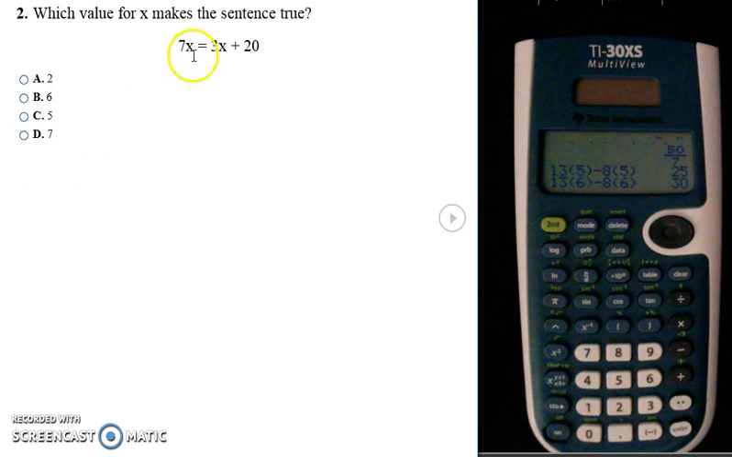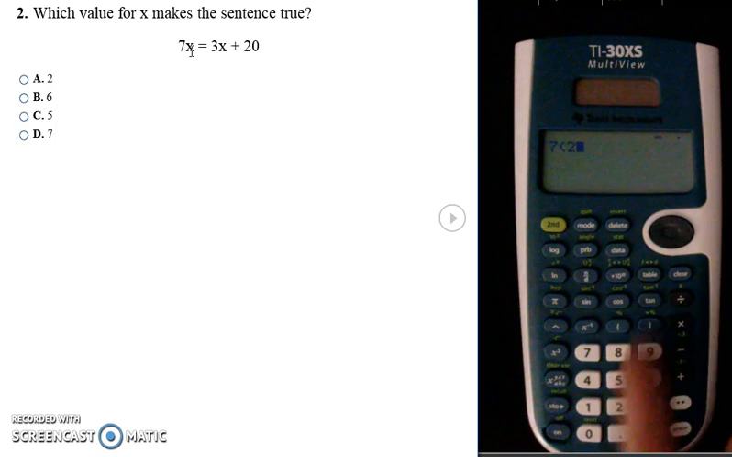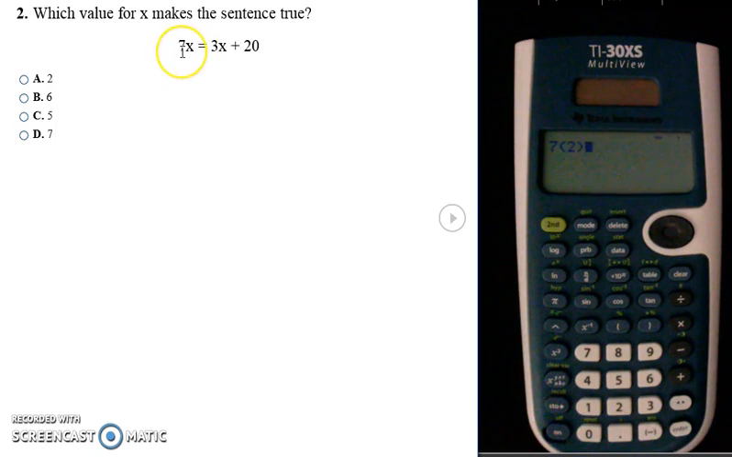Now what do you do if you have an x on both sides? Well, I'm going to have to try out each side and see if I can get the same number. First, I'm going to try out the first choice, which is 2, and I have 7x, so that means I'm going to have a 7 parenthesis 2 end parenthesis, and that's all I have on the left side of the equation, so that's all I'm going to type in for now. I press enter, and that equals 14.